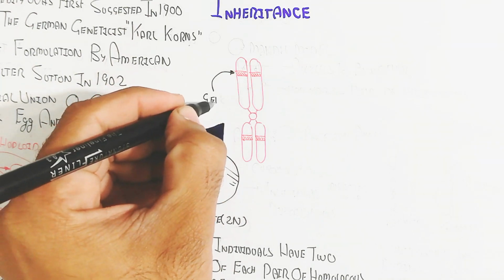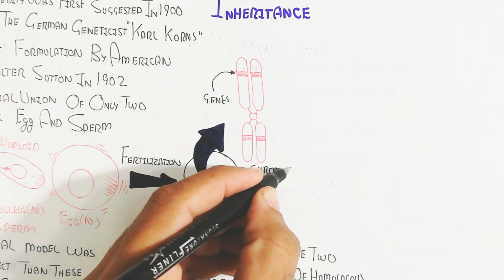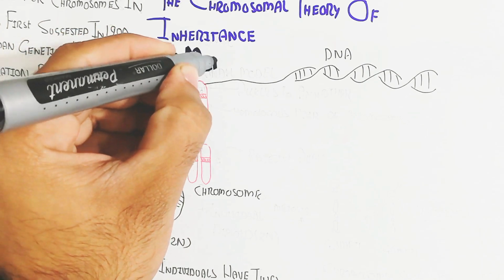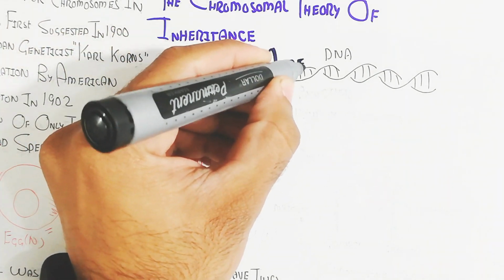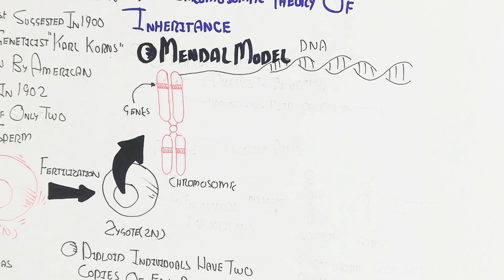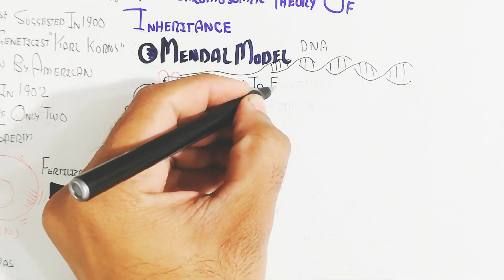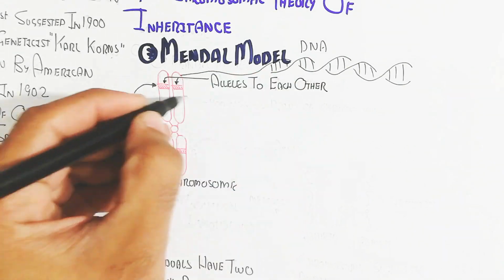Let's begin to understand from the zygote. The zygote contains half the number of chromosomes from the mother and half from the father. So this is the Mendel model. It contains DNA, and DNA contains genes. Remember, the chromosome contains histone protein and DNA.